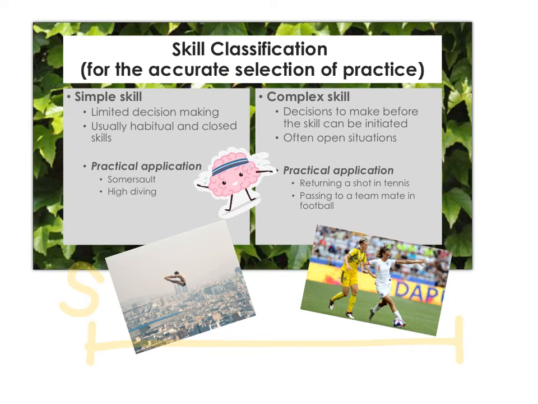For a complex skill you need to make more decisions before you can choose which skill you need to initiate and when you need to initiate it. So these are often open situations. These are situations where your teammates and the opposition are moving around all of the time. Application for those would be returning a shot in tennis. So you're having to make a judgment on where the ball is going to land and when it's going to land, and you have to adjust your technique or your skill to respond to it. Or passing to a teammate in football. Please could you pause the video and write down 3 simple skills from your sport and 3 complex skills from your sport, please?